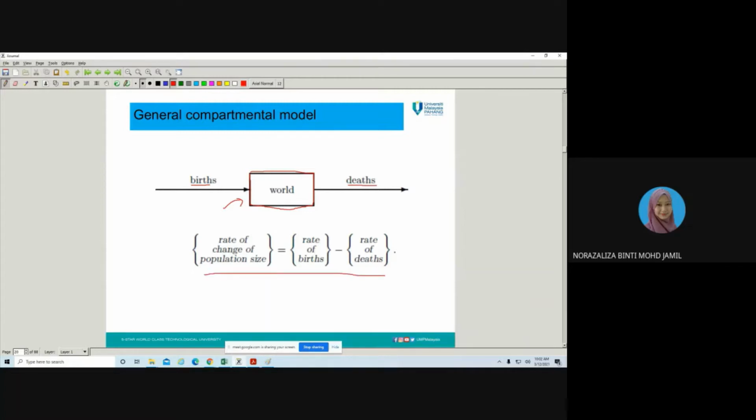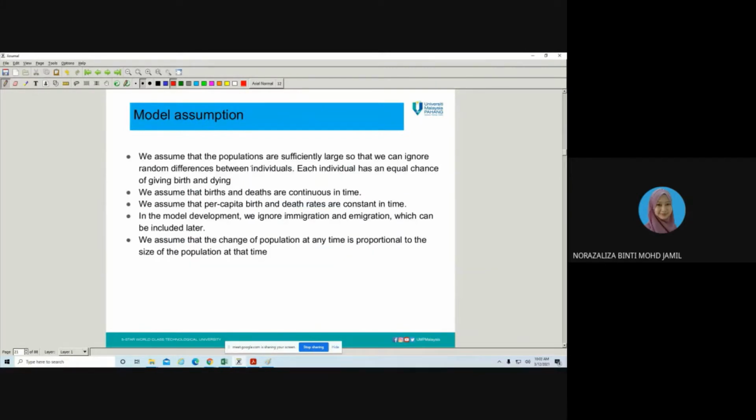So from the compartmental diagram, we can get this equation. The rate of change equals rate of births minus rate of death. We assume that the population is sufficiently large so that we can ignore random differences between individuals. Each individual has an equal chance of giving birth and dying.